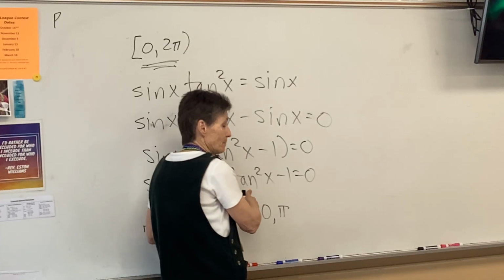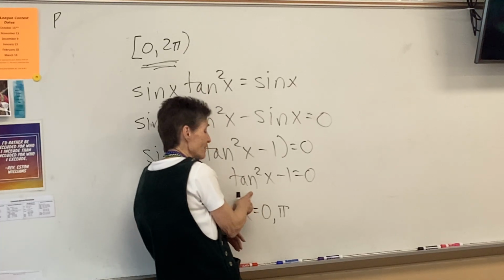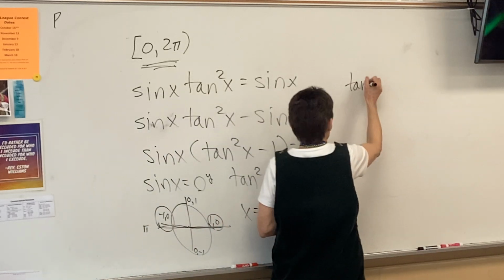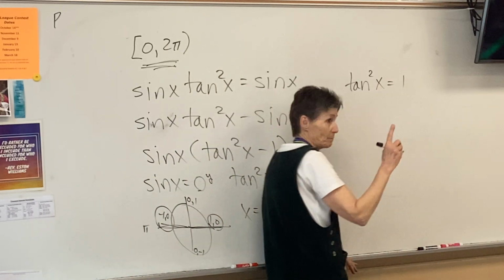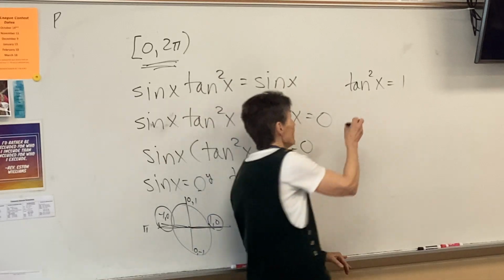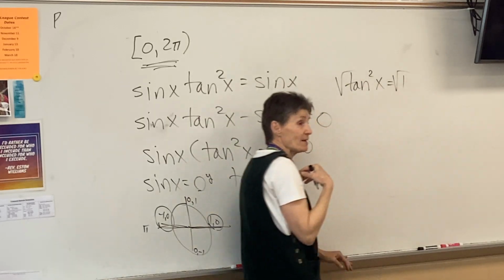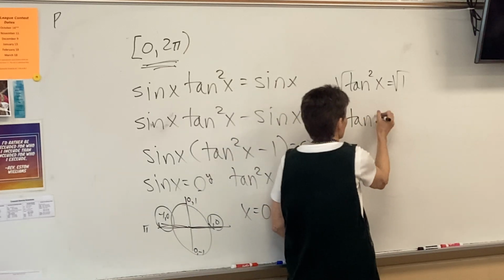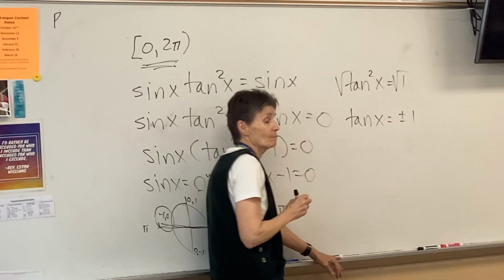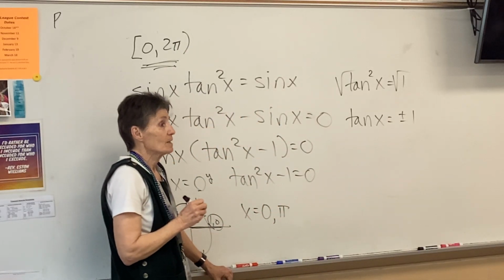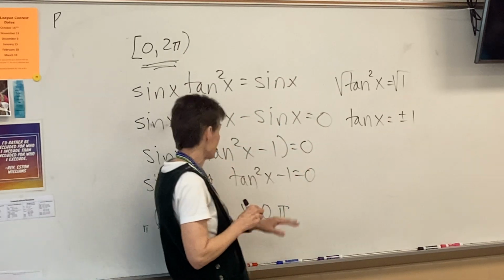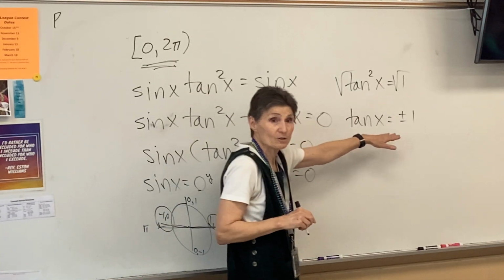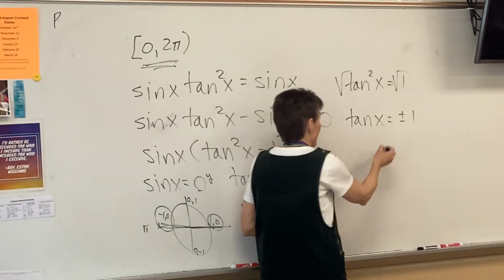Now, what about this one? How would I solve that? Tan squared x minus 1 equals 0. What would I do? Add the 1 over. So one option is add the 1 over and then square root. That is my favorite way to do it, but you've got to remember, when you square root, it's plus or minus. You could also factor it, the difference of squares, tan plus 1, tan minus 1. That's how you get the 2 different answers. All right, so here I go.